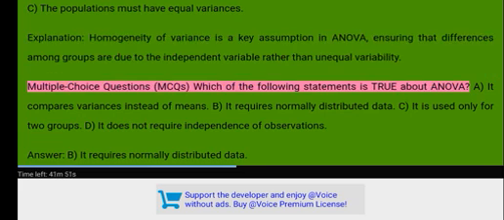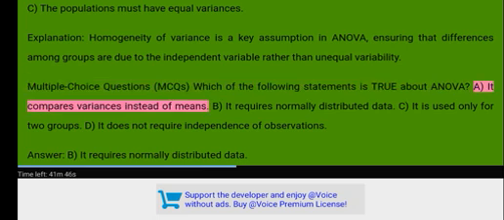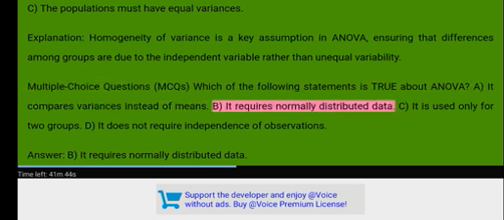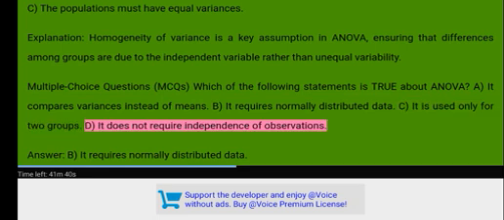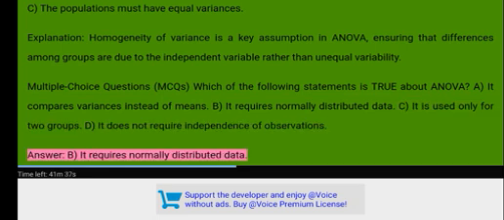Multiple choice questions, MCQs. Which of the following statements is true about ANOVA? A. It compares variances instead of means. B. It requires normally distributed data. C. It is used only for 2 groups. D. It does not require independence of observations. Answer: B. It requires normally distributed data.